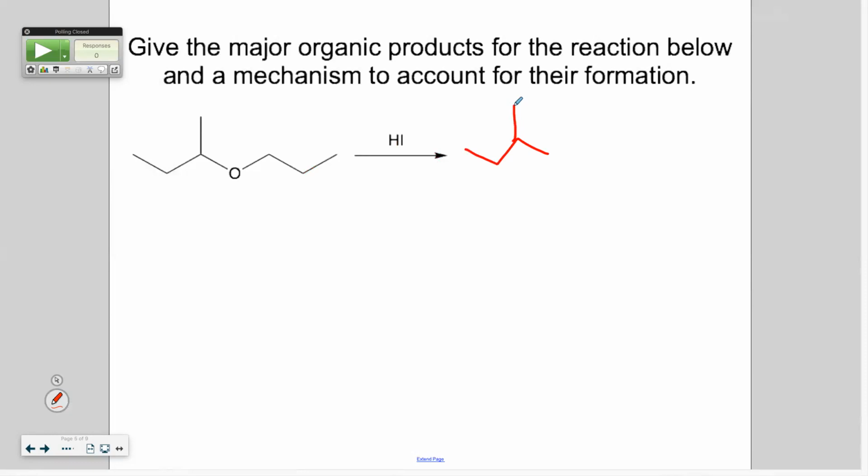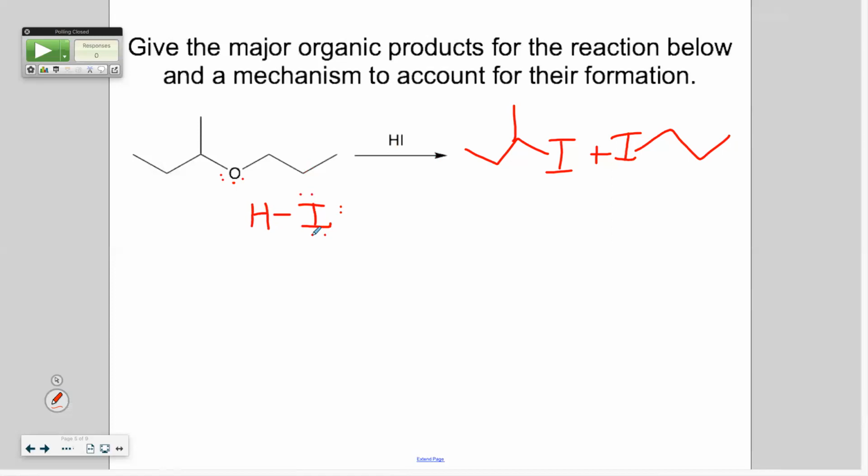So what will happen? You will protonate the O, and then what will happen? I minus will add and kick off an alcohol. And then the alcohol that's kicked off reacts with another equivalent of HI and makes another alkyl iodide. So you're going to get this one and that one. You're going to get two of them. The only time you don't get two of them is if one of them is phenol. It's the only time. All right, so here we've got HI.